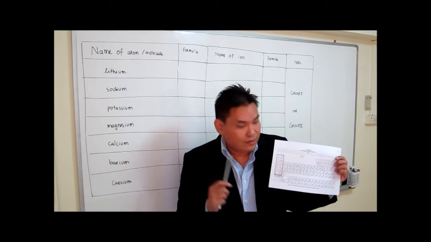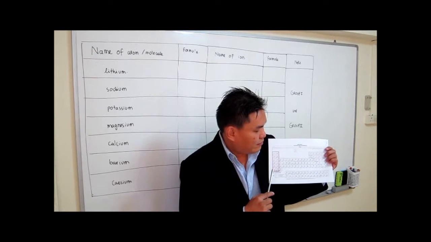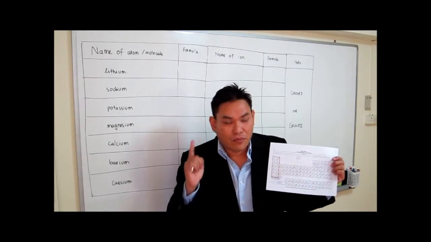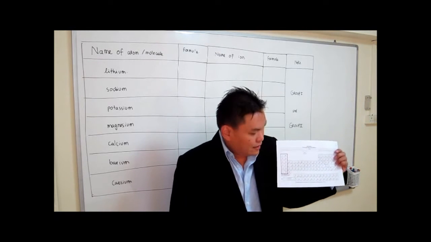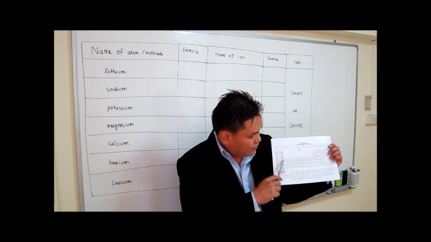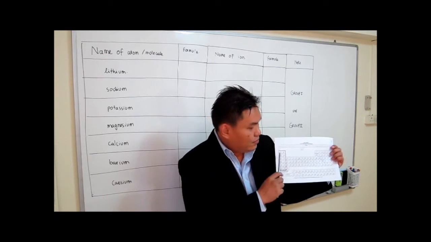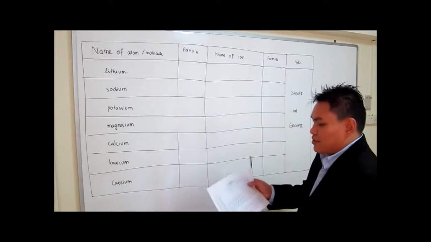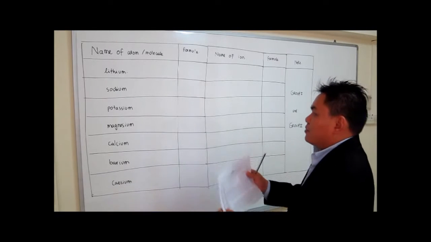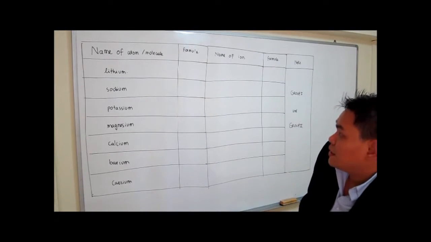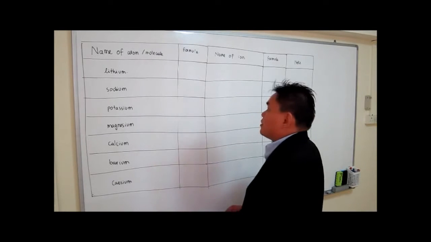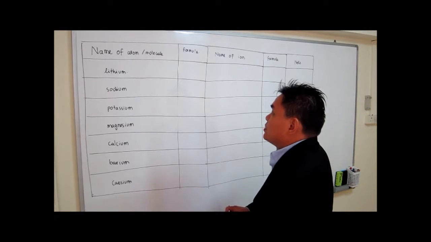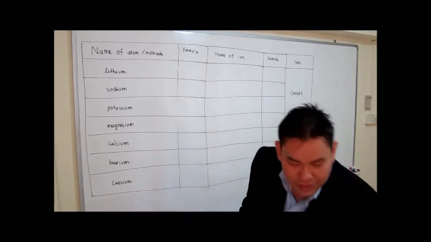The first one that we are going to learn is how to give name to monoatomic ion. That means ion that is made from one atom only. And for the first part, we are going to learn how to give name to ions made from group 1 and group 2 elements only. For elements in group 1 and group 2, it's very easy for us to give name to the ions.